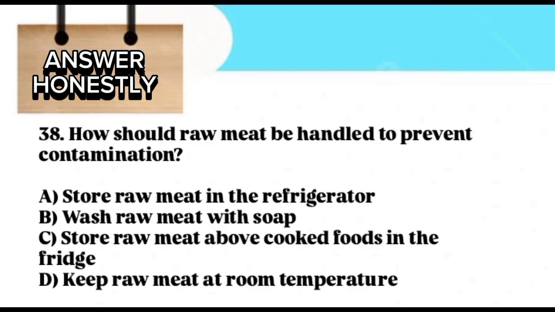How should raw meat be handled to prevent contamination? A. Store raw meat in the refrigerator. B. Wash raw meat with soap. C. Store raw meat above cooked foods in the fridge. Or D. Keep raw meat at room temperature.